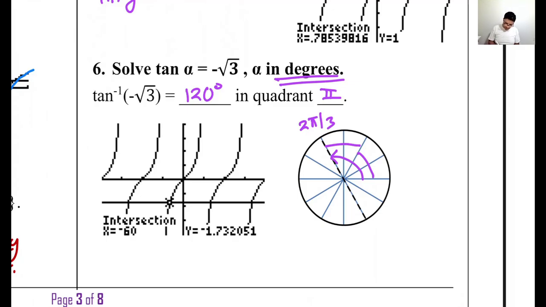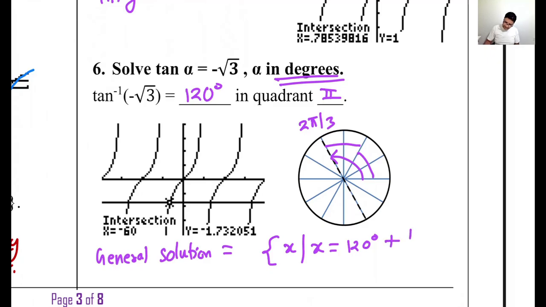So the general solution would be, I'll write here, x such that x equals 120 degrees plus k times 180 degrees. From that 120 degrees, if you add 180 degrees, you reach the fourth quadrant where the tangent has the same value. Okay, and then so on and so on if you repeatedly add.